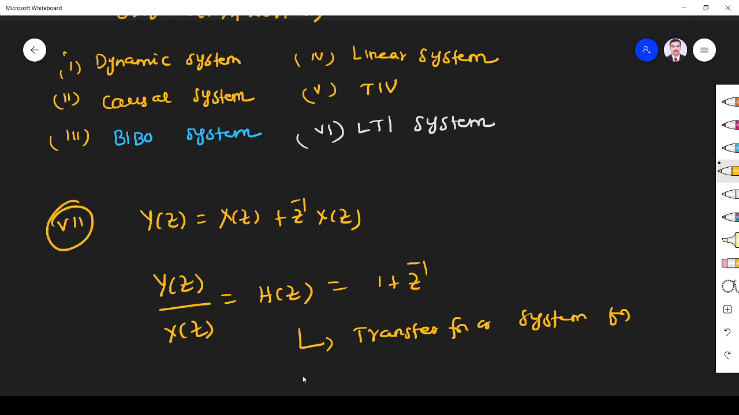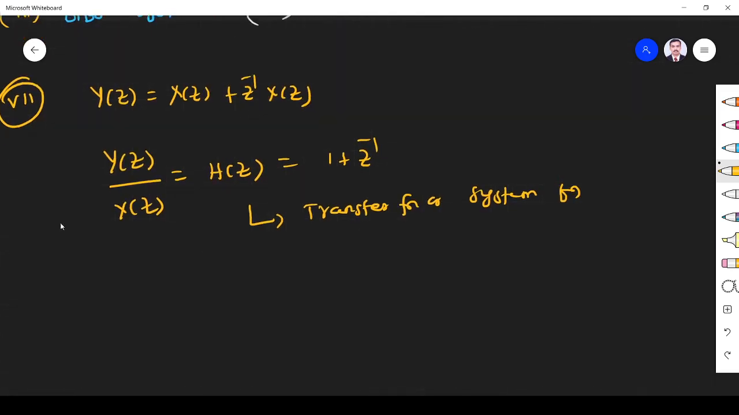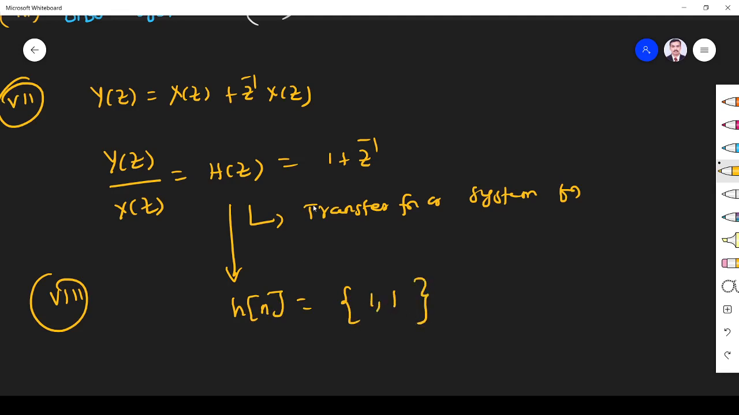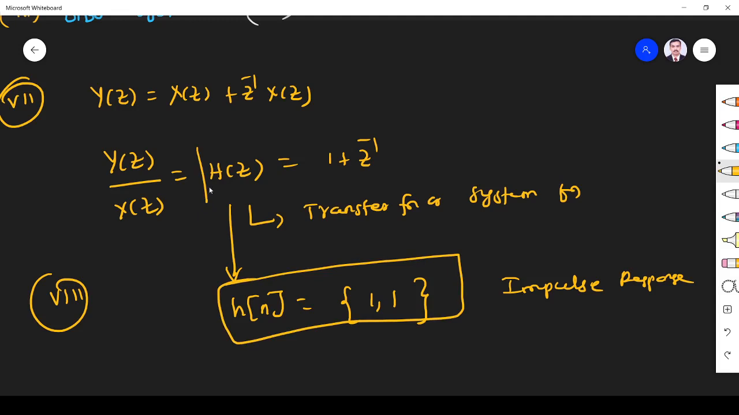Okay, fine. From the transfer function, how can we get the impulse response? We know: take the inverse Z transform. If you take the inverse Z transform of H of z, you will get h of n, that is given by 1 comma 1. You know how to take the inverse Z transform. So this is the impulse response, the 8th data we got. Right. So this is our 8th data, and this is our 7th data.